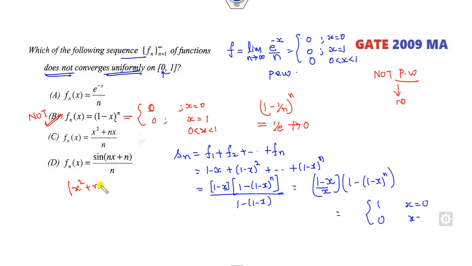So this value over n. What will happen if you take the limit as n approaches infinity? Clearly it's infinity over infinity. So x is finite here, and it's piecewise, less than 1 here. So the right option is only this B option, which is not convergent uniformly over this domain. So B is my simply correct answer.